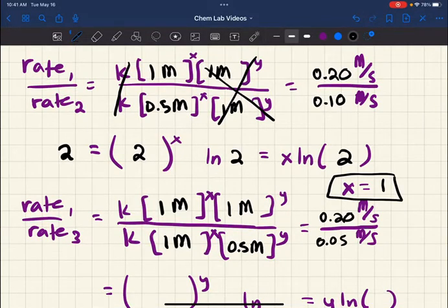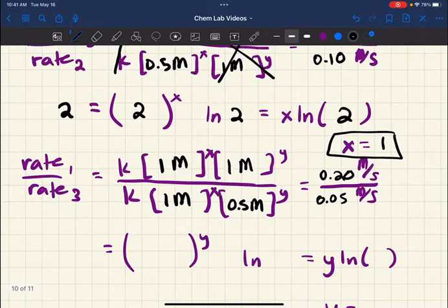0.05. All right, so now that I've set that up, I can cross out my terms that are constant between both trials, and I'm left with just B equal to the ratio of rates. And so 1 divided by 0.5 is 2. 0.2 divided by 0.05 is 4.